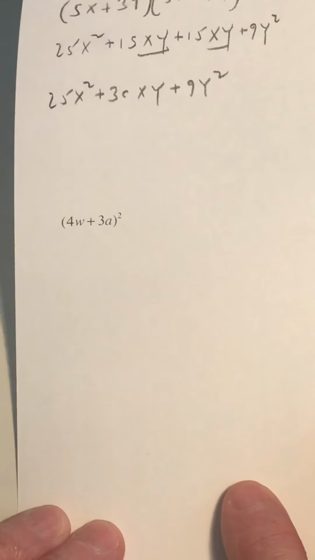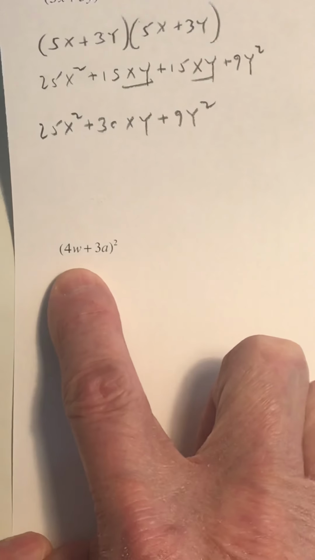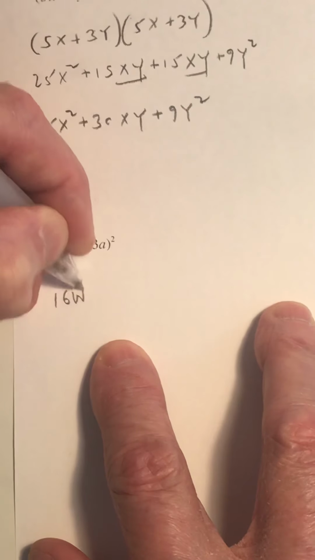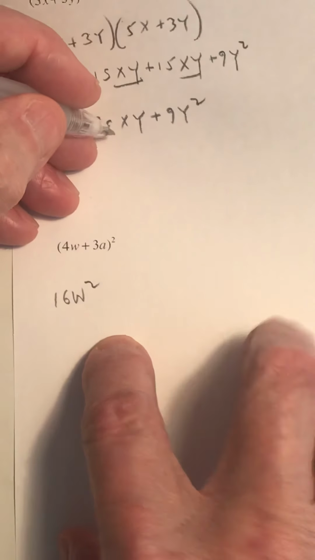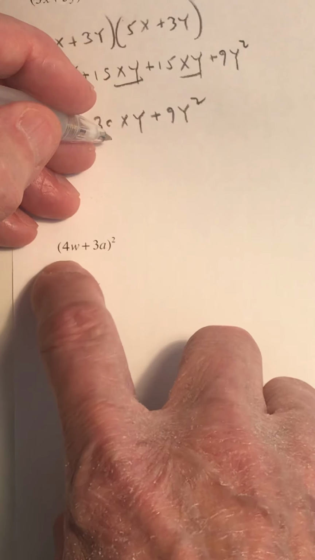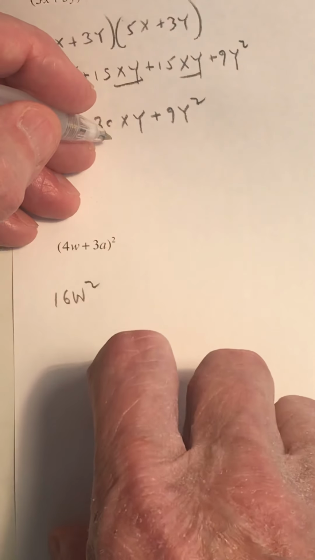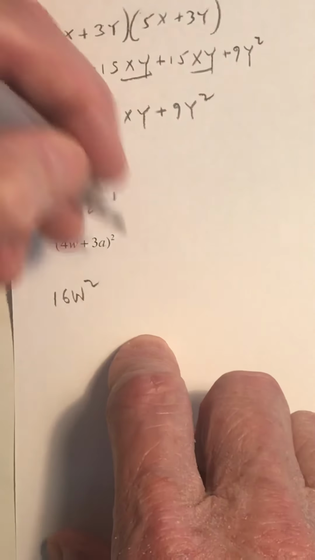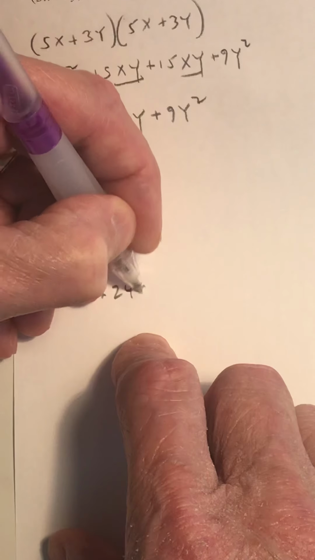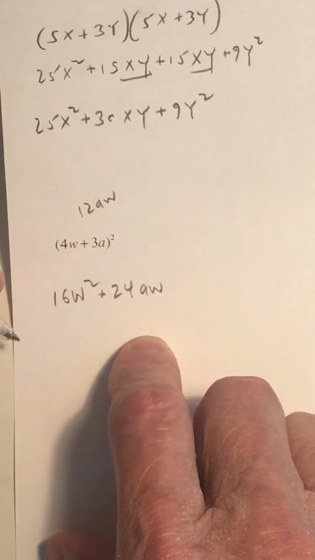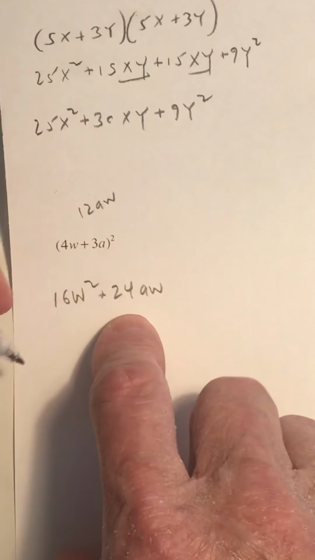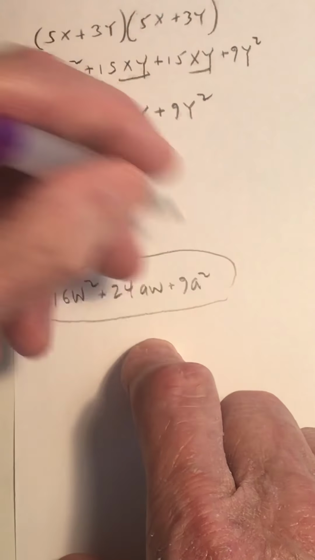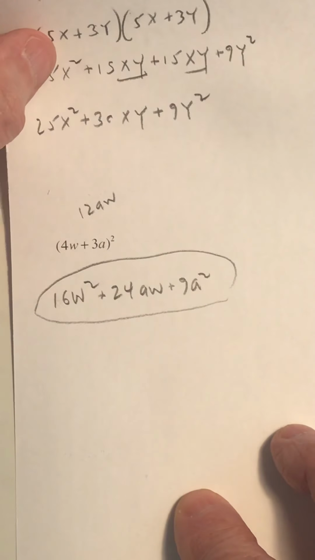So let's do this one without writing it out twice. If we square the first thing, 4w, the square of 4w is 16w squared. And if we do 4w times 3a, we get 12aw. Double that, plus 24aw. That's the middle term. And the third term, the square of 3a. 3a times 3a would be 9a squared. Okay. Less work, less writing, less time spent.